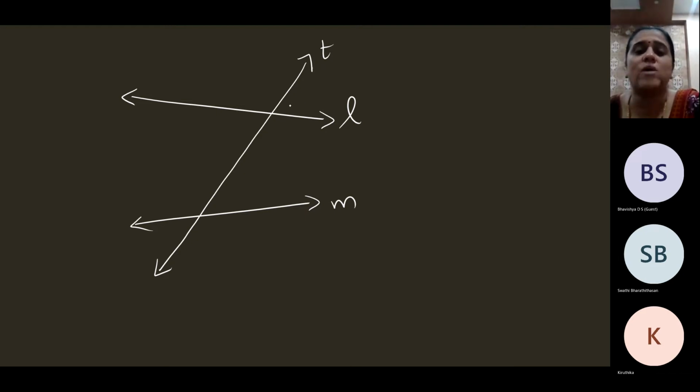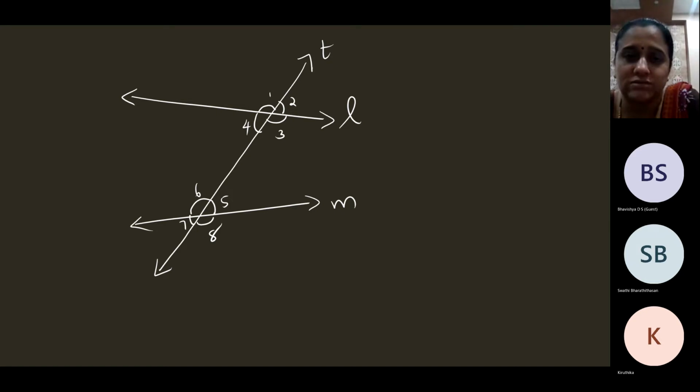Eight angles are formed around the transversal. See here, angle 1, angle 2, angle 3, angle 4, angle 5, 6, 7, 8. Eight angles are formed around the transversal. Now, 4 of these angles are called interior angles and the remaining 4 are called exterior angles.